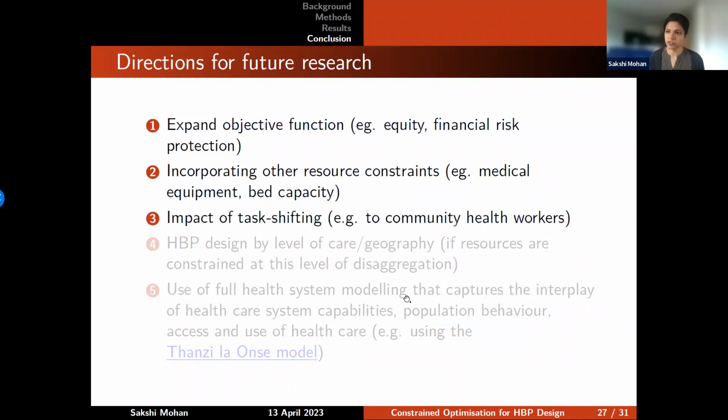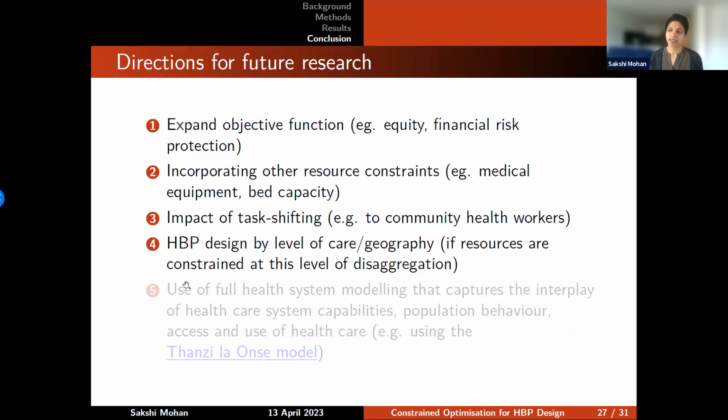Thirdly, it's possible also to use the framework to evaluate system reorganization interventions, such as expanding the number of services provided by community health workers. So task shifting to community health workers, for example, would relax the constraints on in-facility health worker capacity, and this framework can be used to analyze the impact of that.